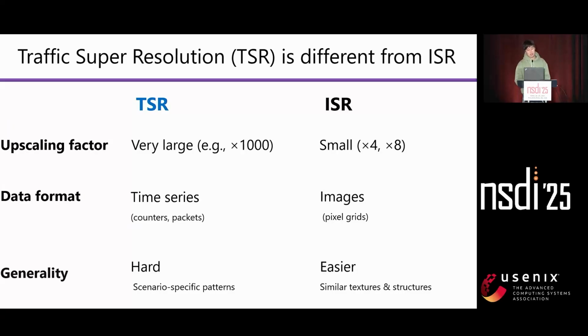And second, the data formats are different. TSR deals with time series data, while ISR operates on images. And finally, generality is harder in TSR because traffic patterns vary widely across networks. But image data tends to share more structural similarity.